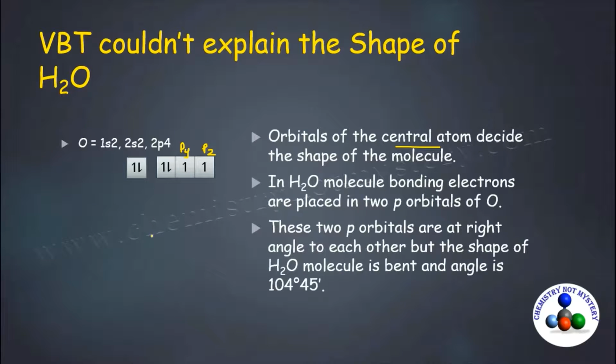So the shape of the water molecule should be right angled and the bond angle should be 90 degrees. But in reality, the water molecule is bent in shape and the bond angle is 104 degrees 45 minutes. This couldn't be explained by the VBT.